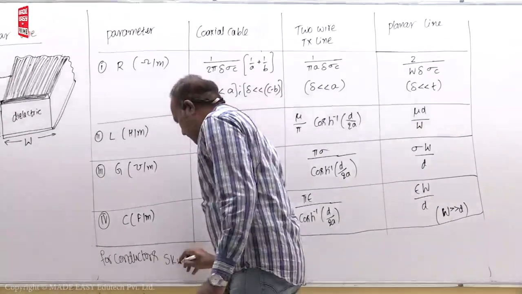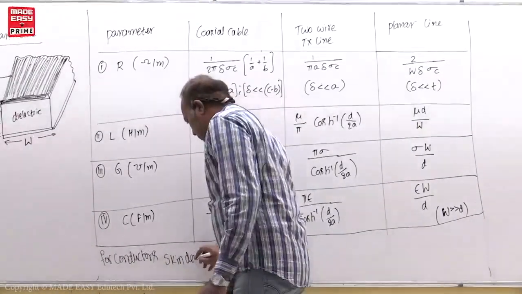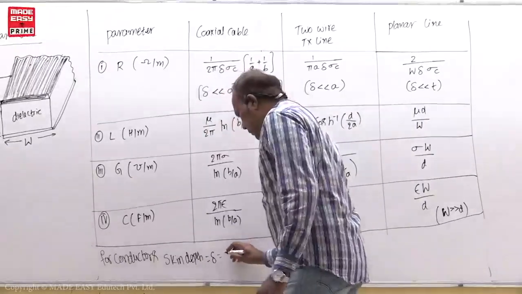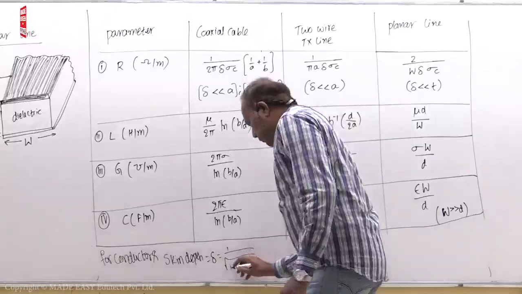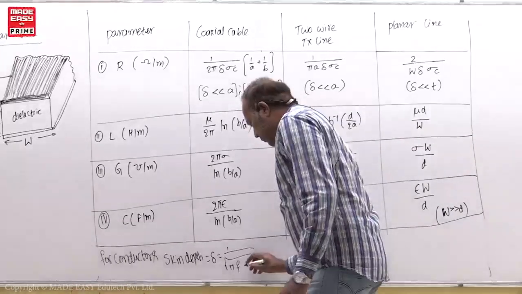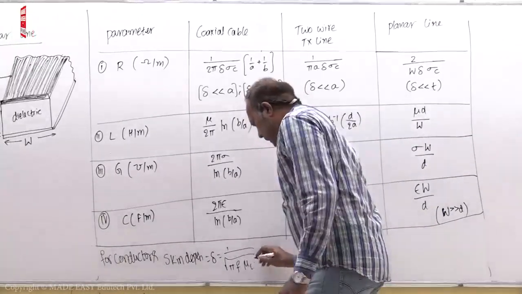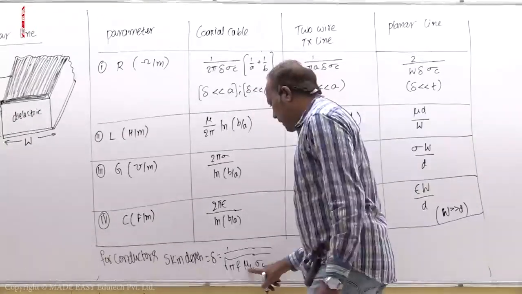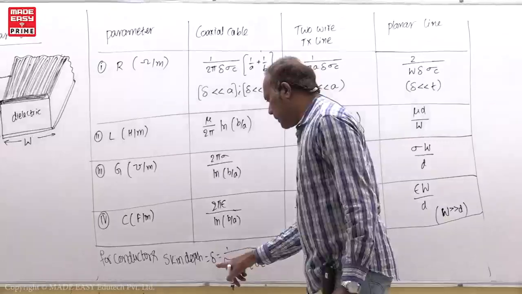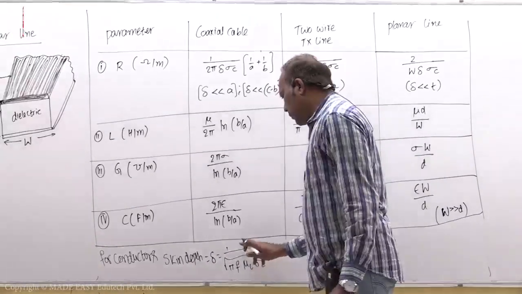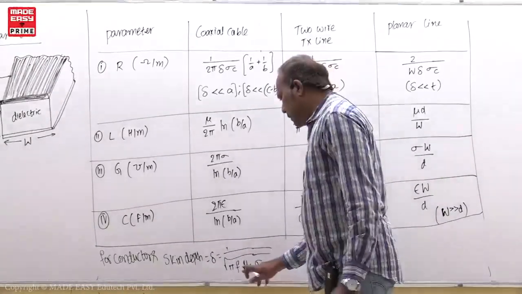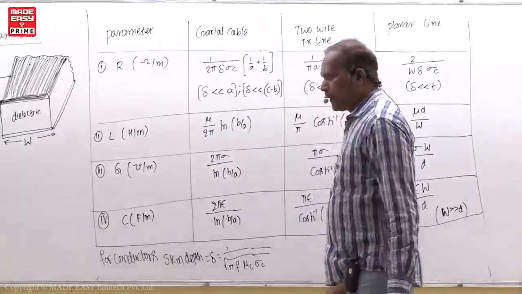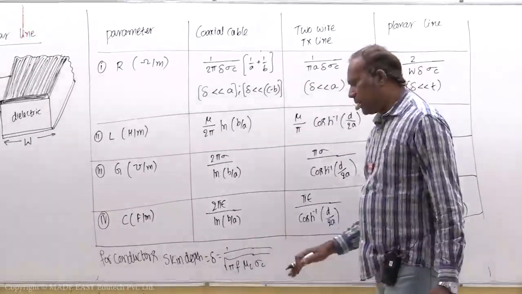skin depth delta is equal to 1 by root of pi f mu of the conductor and sigma of the conductor, students. Mu of the conductor, because skin depth is calculated for the conductor: 1 by root of pi f mu sigma. So mu of the conductor, sigma of the conductor. I am telling you, if you want, you can write it there.